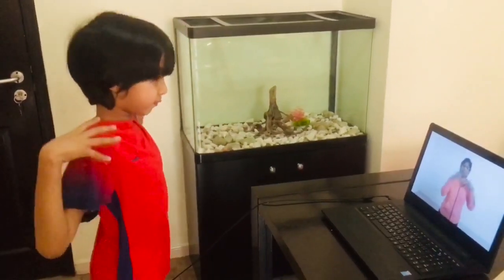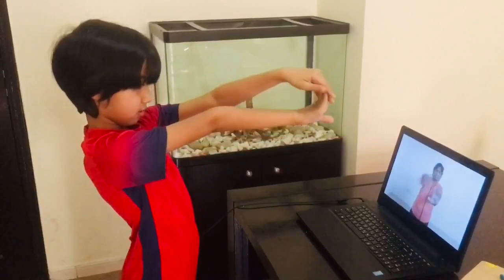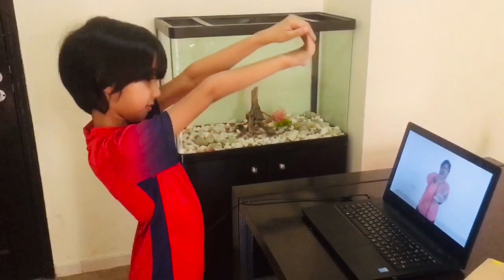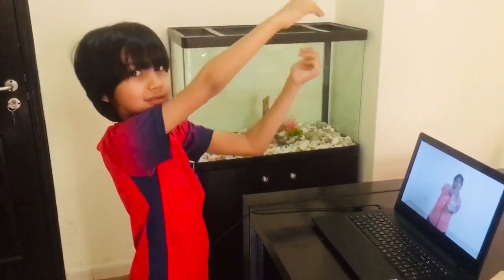Next, fingers and your hand. Your hands like this. Push your this left hand fingers with the help of your right hand. Push your hands. Good.